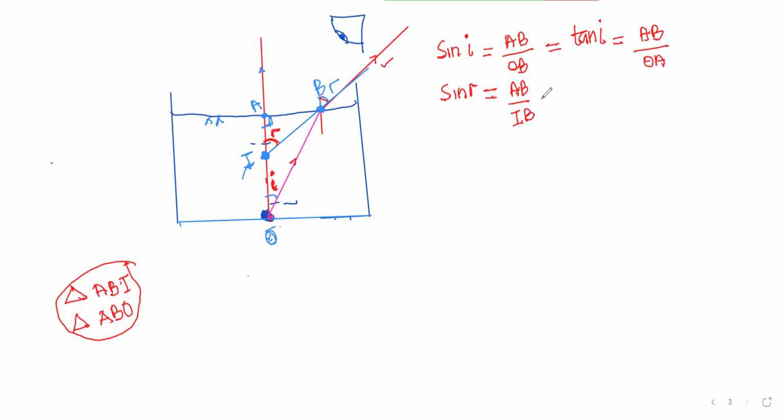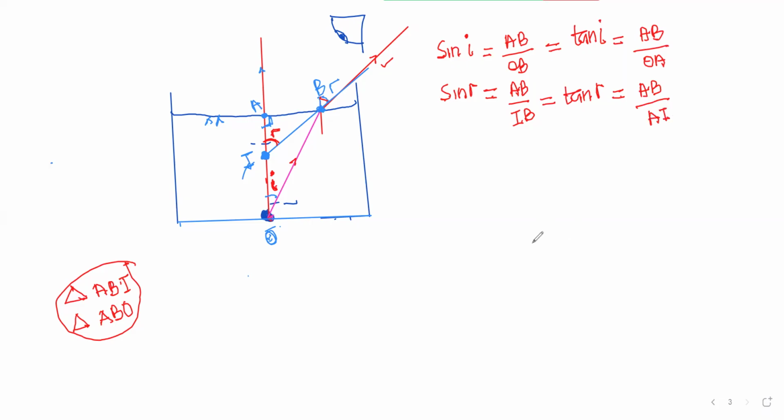What about tan R? Tan of R. AB over AI. Good. So AB on AI. Good.